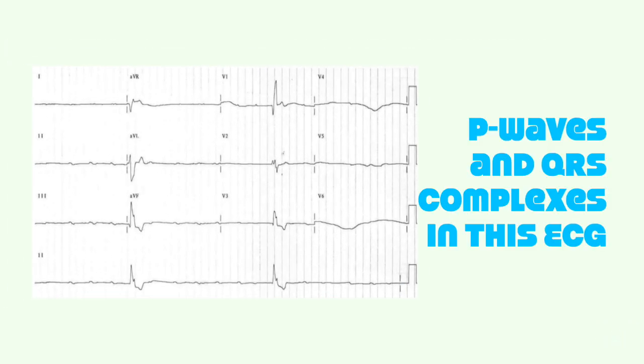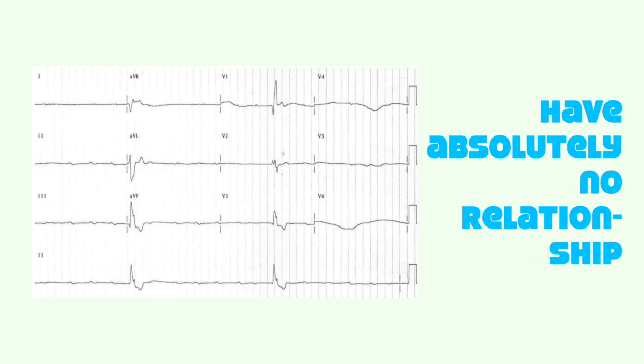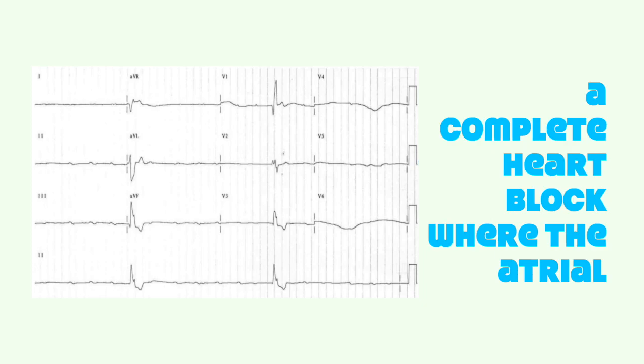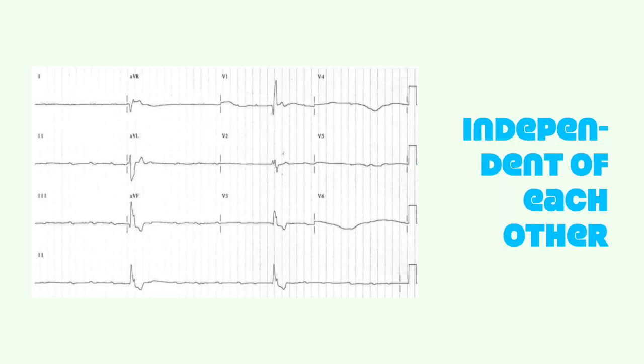P waves and QRS complexes in this ECG have absolutely no relationship. This is an example of a third degree or a complete heart block, where the atrial and ventricular relationship are independent of each other.